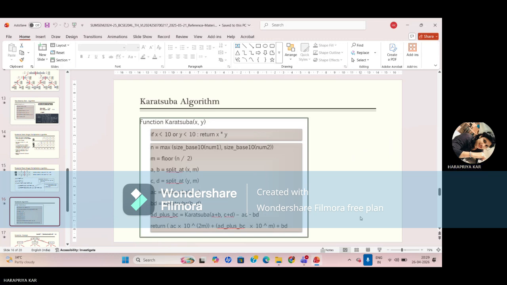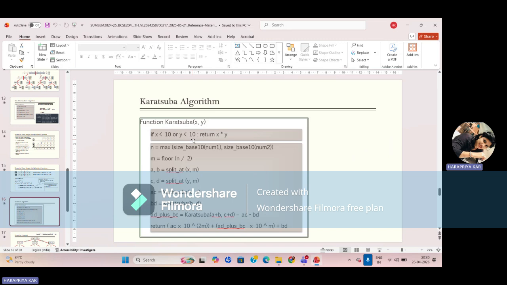n is the maximum of size base 10 of number 1 and size base 10 of number 2, whatever the numbers are. Then m equals floor of n by 2. Floor and ceil, you know these things; I don't want to explain what floor and ceil are. So m equals floor of n by 2, then a, b equals split_at(x, m), and c, d equals split_at(y, m). So ac corresponds to a, c and bd corresponds to b, d.